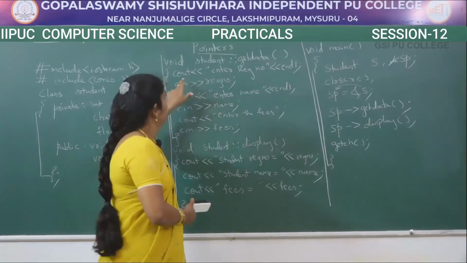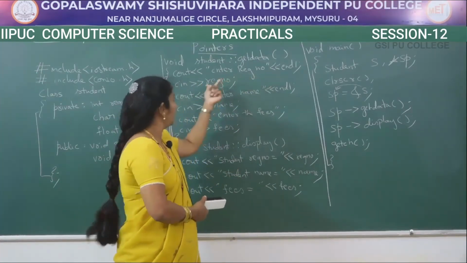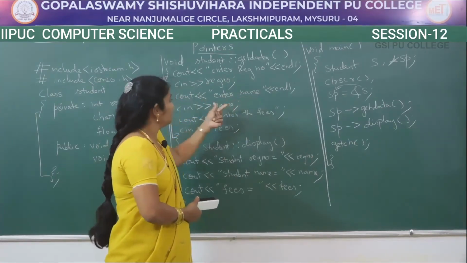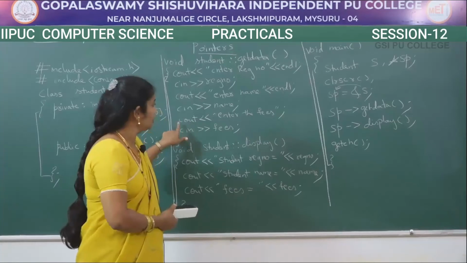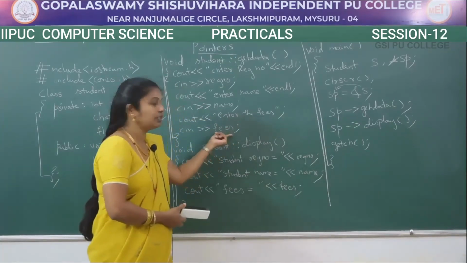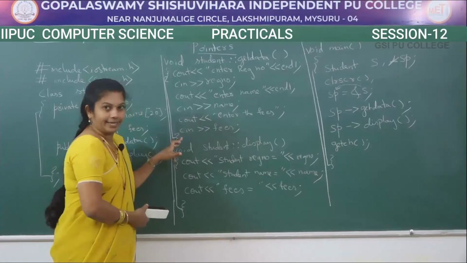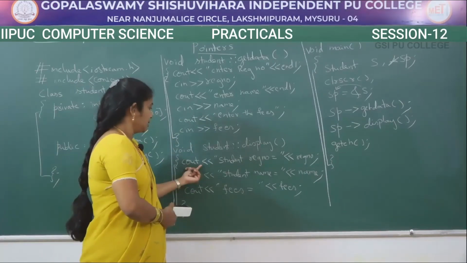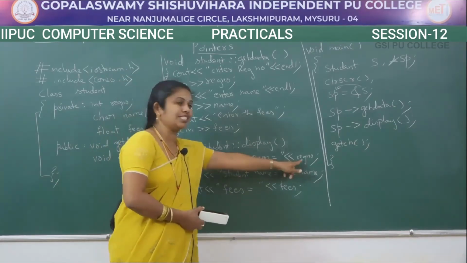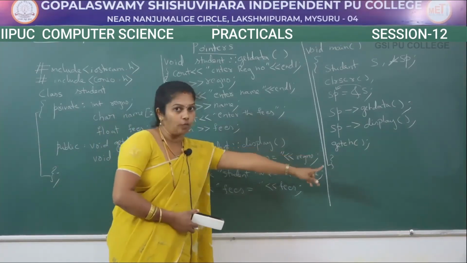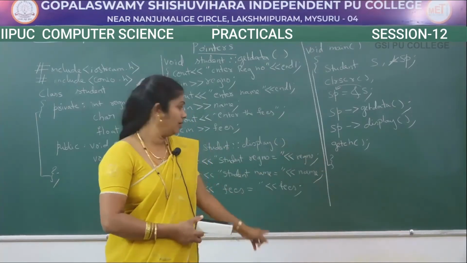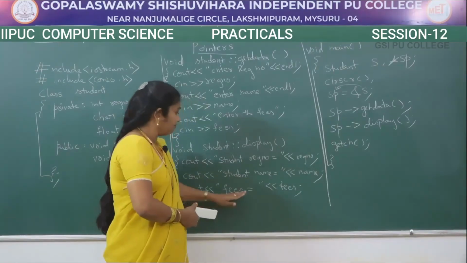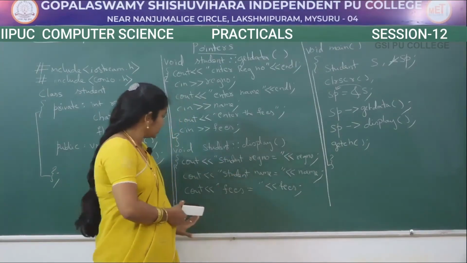For input purposes, cout enter register number, input the values. Cout on the output screen we want to display enter name, then input the name. Then next cout enter the fees, input the fees value, then close the get data function. Next in the display function display all the values, that is cout student register number equals, display the register number. End lines are optional, if you want you can use them, otherwise not required. Then student name, display the name, student fees, display the fees, then close this function.